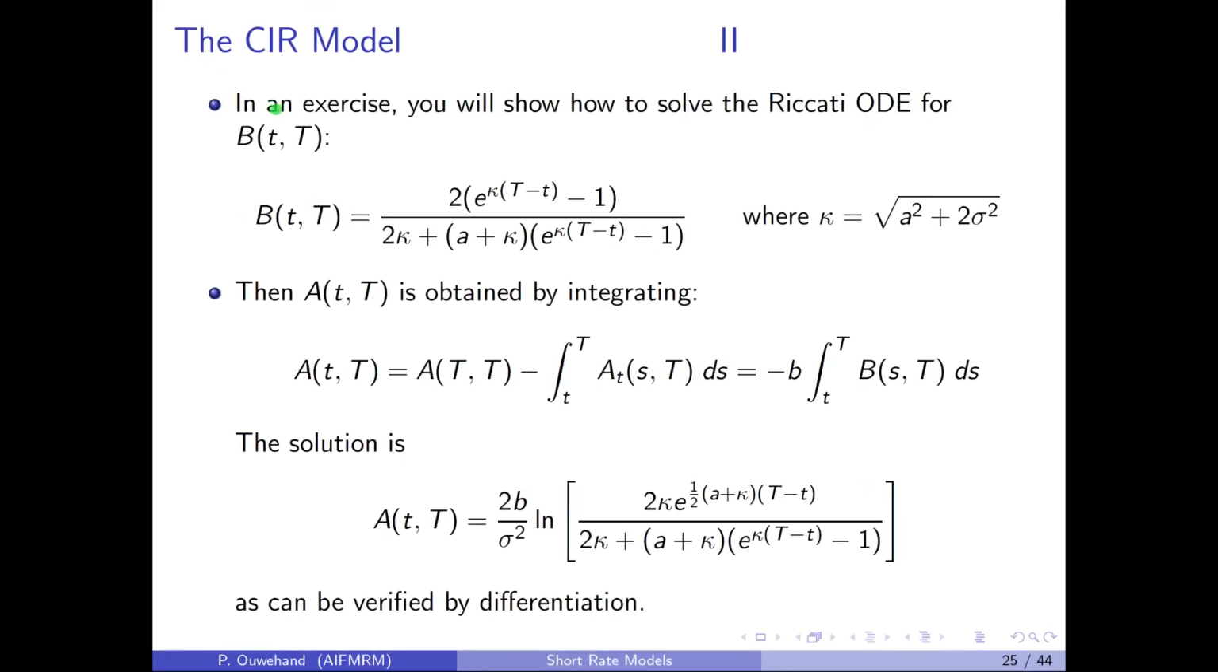So in an exercise you will show how to solve this Riccati ODE and you will obtain the following solution. Then A can be obtained as usual by straightforward integration, and the solution can be shown to be the following. If you're not up to actually integrating this expression here, you can simply show that this is the correct solution by differentiating it with respect to little t.